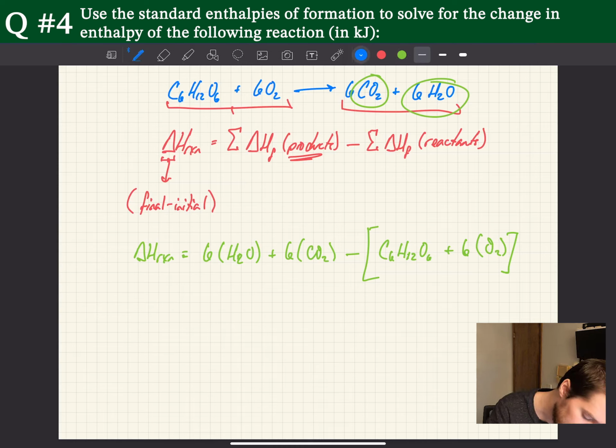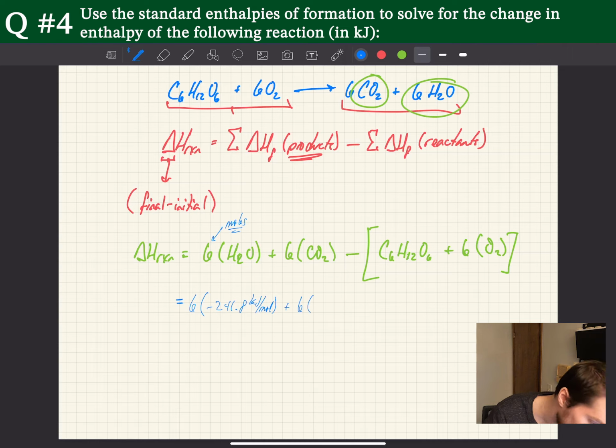I'm going to make this a little smaller. Okay, so now delta H of the reaction equals 6 times, now H2O, that is negative 241.8, and this is in kilojoules per mole. This 6, that's 6 moles.